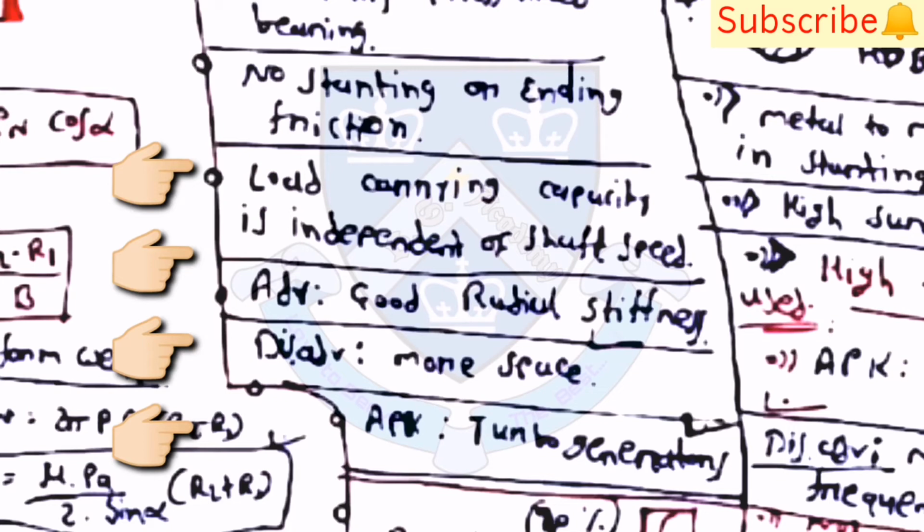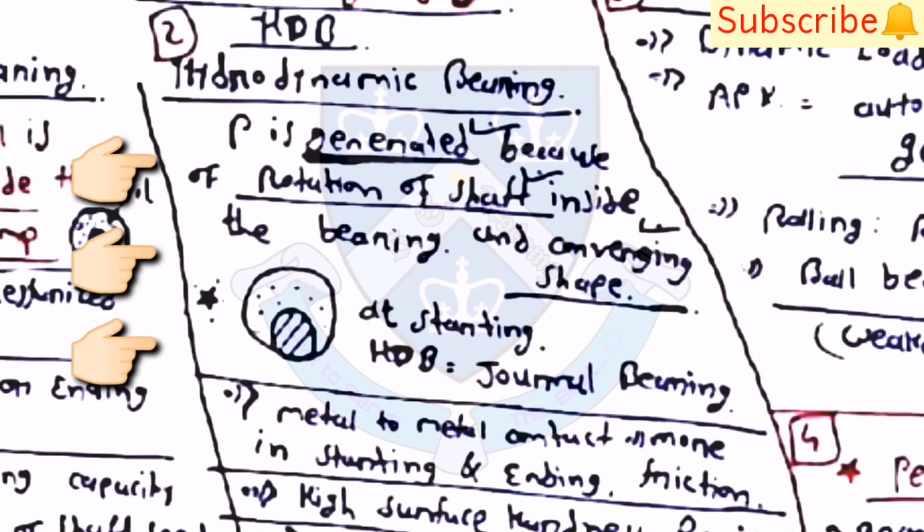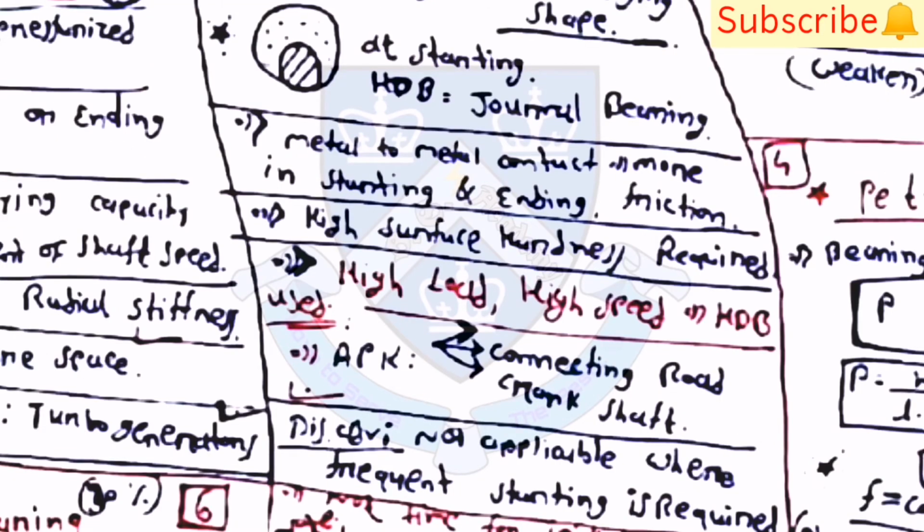Then the disadvantages are that more space is required for this bearing, and its applications are in turbo generators. Now for the HDB, or you can say the hydrodynamic bearing, pressure P is generated because of the rotation of the shaft inside the bearing, and a converging shape is there. Then in the starting, the HDB is the same as the journal bearing.